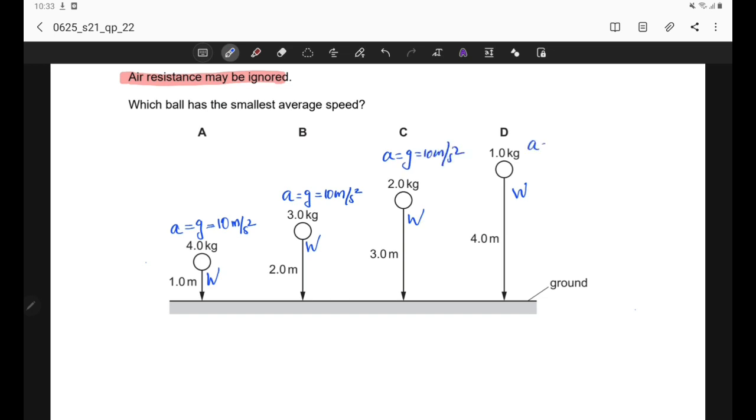The acceleration on each ball will be due to its weight. Hence, all these balls are under free fall. So the acceleration due to gravity acting on these balls will be 10 meter per second square. In this question, we need to calculate out of these 4 balls, which ball has the smallest average speed. This is what we need to calculate.